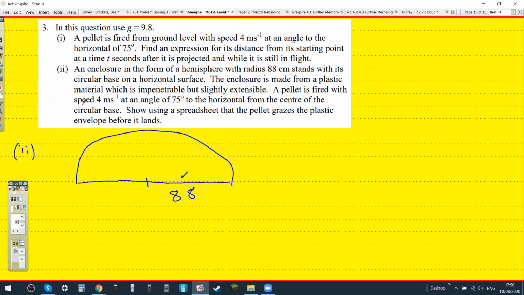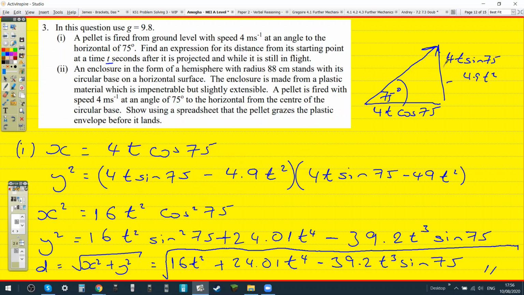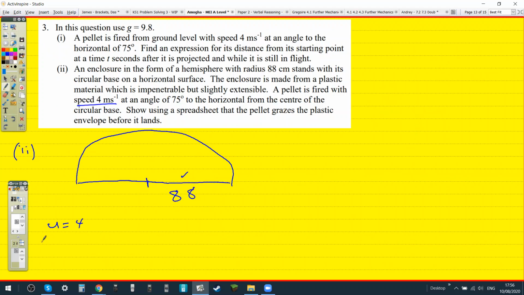Okay, so I think u equals 4, at an angle of 75. Were we using an angle? Oh, we were just using 75. We weren't using alpha or anything. Yeah, the first part says 75 as well. So degrees, to the horizontal. Show using a spreadsheet the pellet grazes the plastic. I don't know why you need a spreadsheet, but you could use a table of values or something.